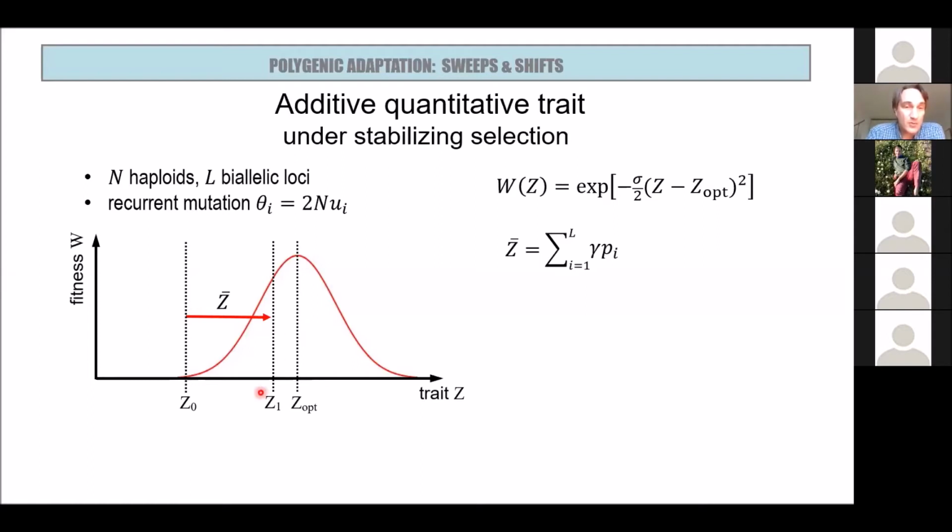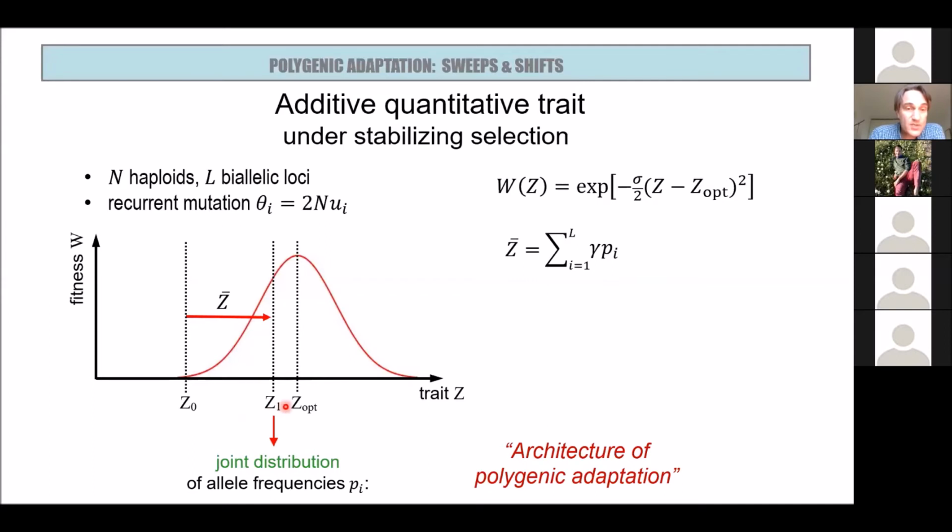But what we do is, we will record just at some point where the optimum is right now, at the value of Z1. There we will assume that we sample this population, right? And we will just see how this adaptive change from here to there has been accomplished on the genotypic level.